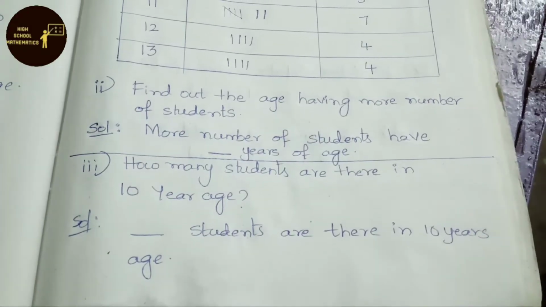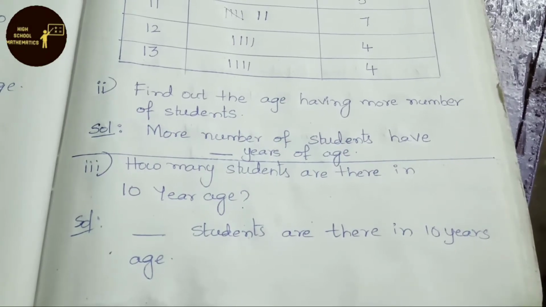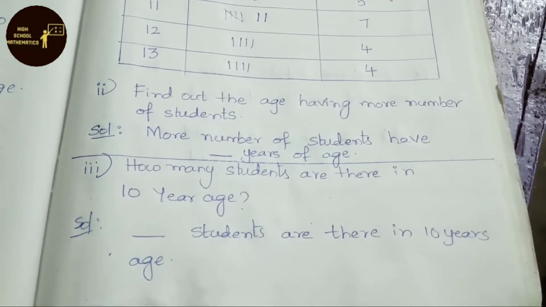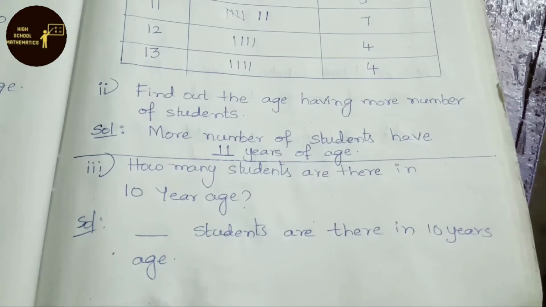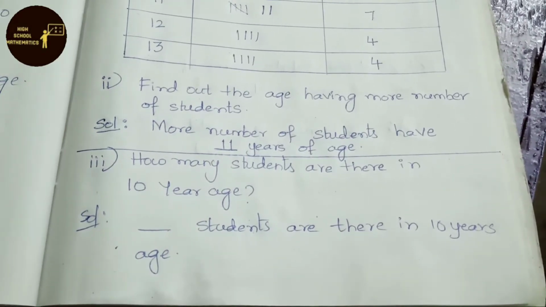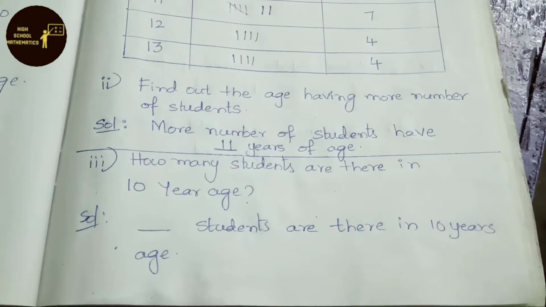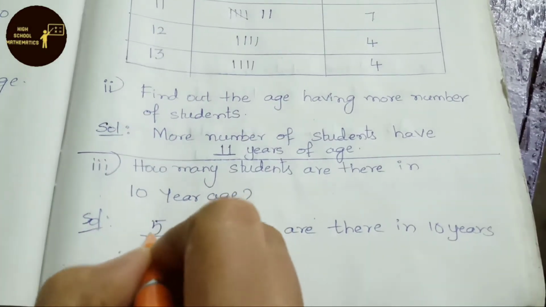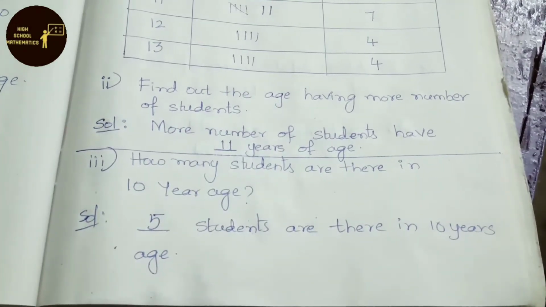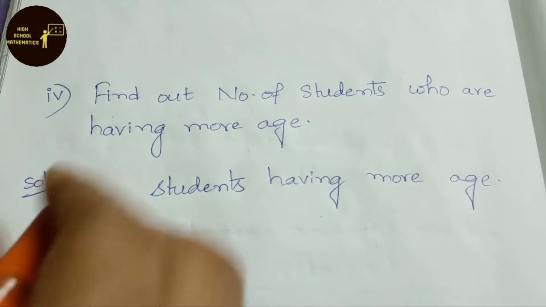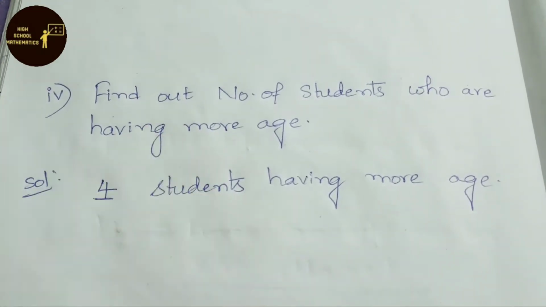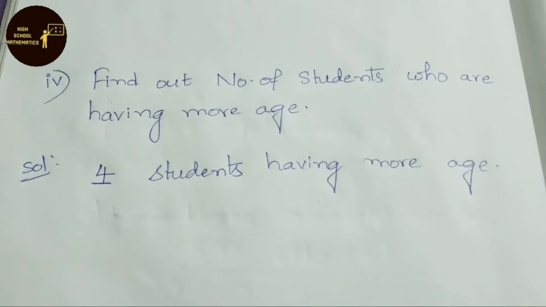See now question number 2. Find out the age having more number of students. More number of students are having 11 years of age. See question number 3. How many students are there in 10 years age? 5 students are there in 10 years of age. See now the fourth one. Find out the number of students who are having more age. 4 students having more age, that is age 13.